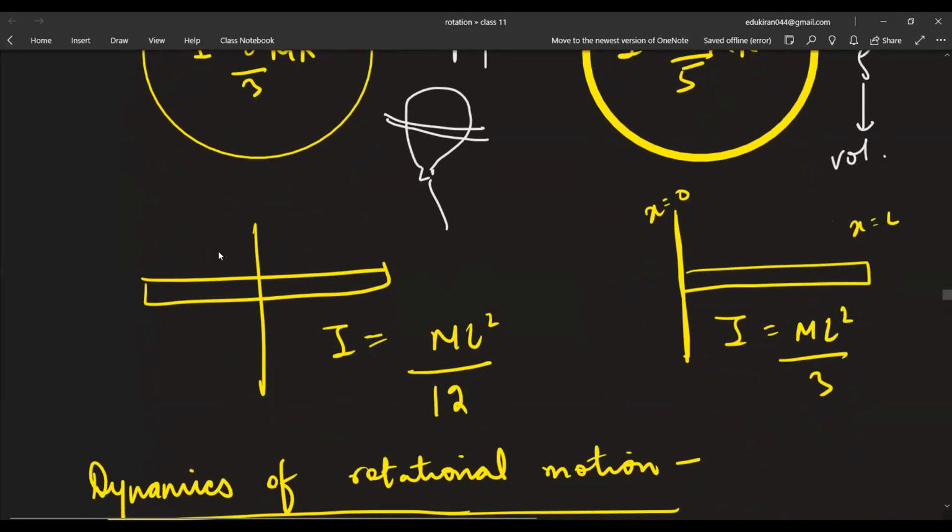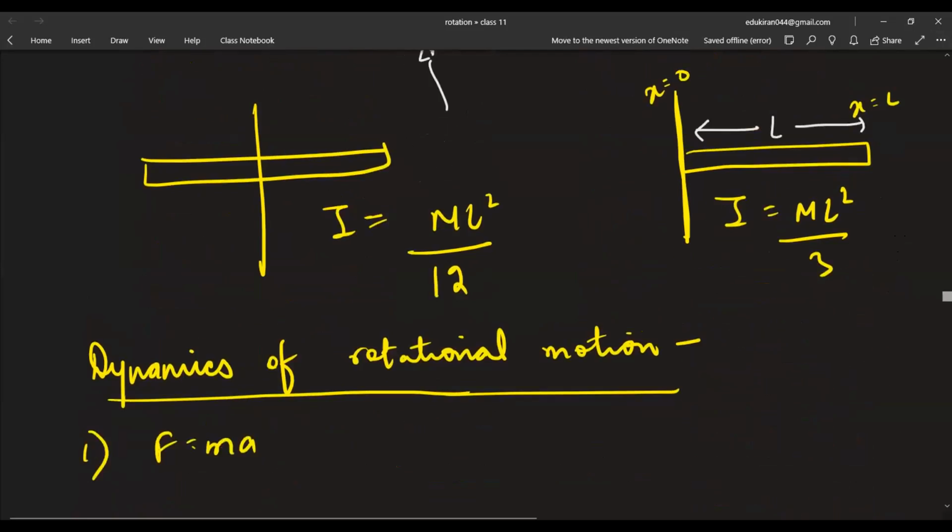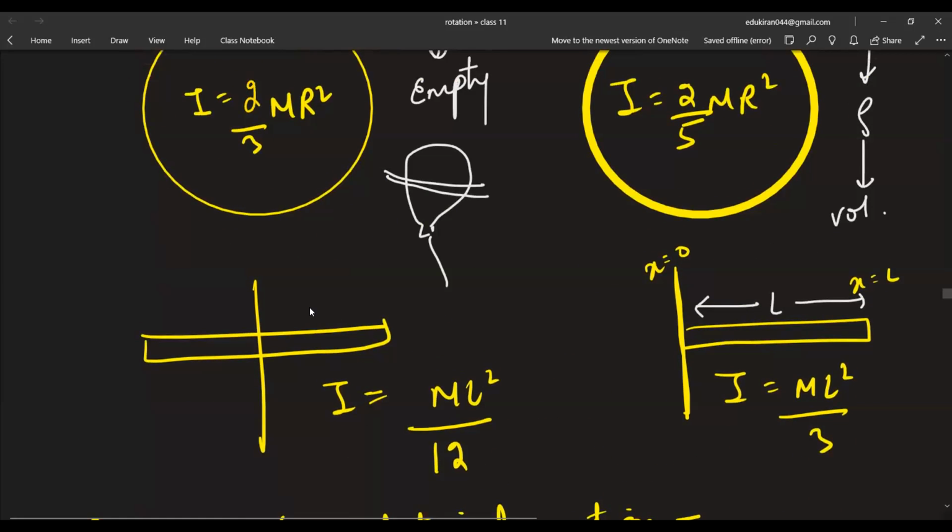Rod, this case we have derived. And I told you in the last class yesterday that when you have the axis at one edge, the length becomes L. So the same derivation you can perform with x equal to 0 to x equal to L when you integrate it. So you will get ML square by 3. As it is, you will get ML square by 3. This is ML square by 12. This is again perpendicular to the plane, passing through the center.